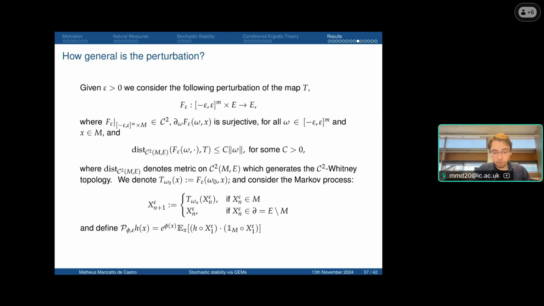Okay, so if you stay in M, then I iterate. I make a small perturbation. So recall here that T omega x will be just this F epsilon. That is my perturbation. And I take an omega 0 here, this omega 0 being in the cube. Okay, and if I leave the region of interest, then I stay still. And once again, I just define P phi epsilon as just being this operator that I evolve to my dynamics, and I put zero if it is outside, and I put here my potential, like the large deviations operator in probability.